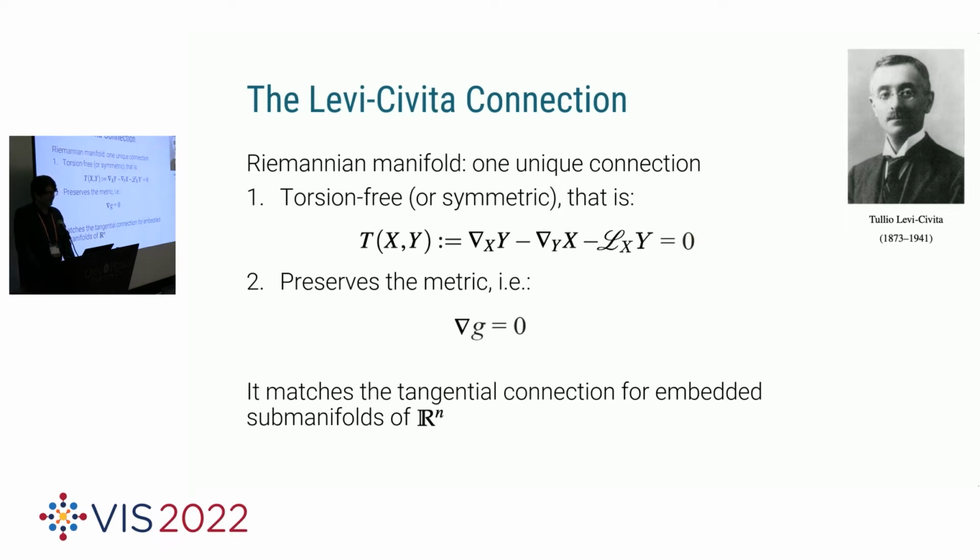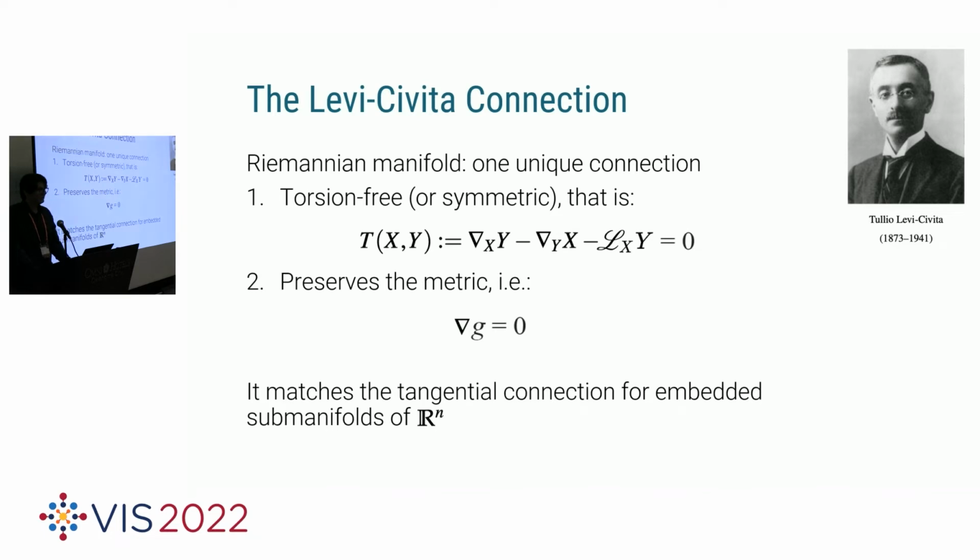The other property it fulfills is it preserves the metric. And when we say it preserves the metric, that really means, as we have seen in the first session today, that when we have a metric tensor G, we can take the derivatives of this metric tensor G, and if that is 0 everywhere, then the metric doesn't change basically. Or it's preserved by this derivative.